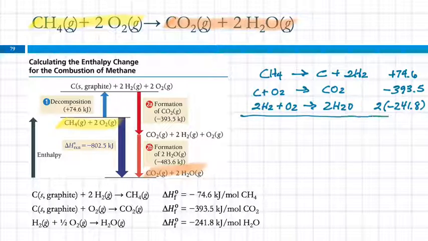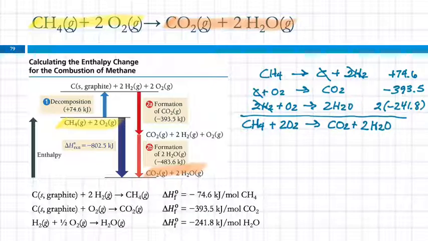And if I add these equations together, the carbons get made and used up. The hydrogens get made and used up. And I've got, at the end, CH4 plus 2O2 making CO2 plus 2H2O. The O2s do not get canceled out, because they're on the same side. So they add up.